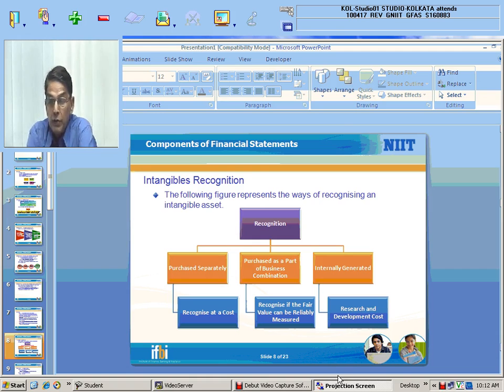If it is purchased as part of a business combination, that means when a company acquires another business, then the fair value of that goodwill, if it can be reliably measured, will be the amount recognized in the books of accounts as the cost of that intangible asset. If it is internally generated, then only the development cost, the research and development cost relating to that internally generated intangible asset, will be recognized.